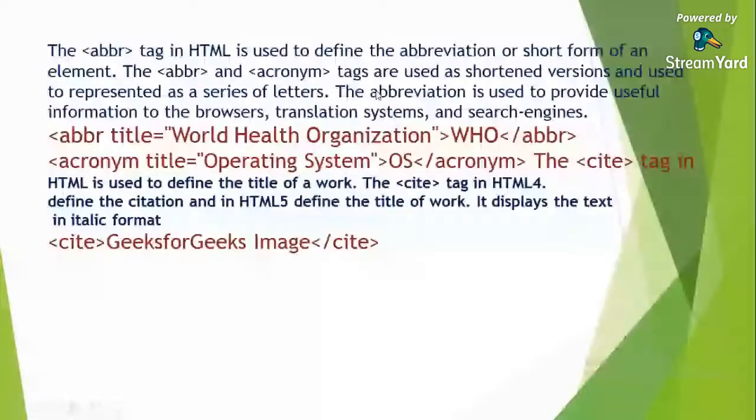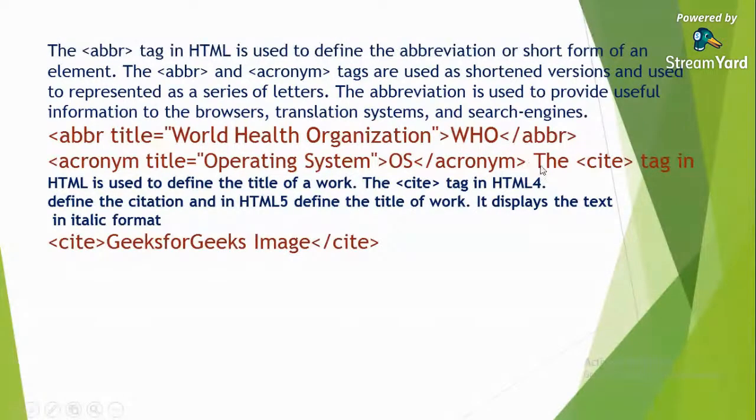First of all, the abbreviation tag. What is the meaning of abbreviation? Basically, abbreviation and acronym work in the same way, used for any abbreviation purpose. When we use these tags, we can give an abbreviation for that text. We can write here ABBR title World Health Organization, and after closing we write WHO and then the closing tag of ABBR. In the same way for the acronym tag, acronym title operating system, and we write OS. So the acronym of operating system will be OS. In this way we can use it.